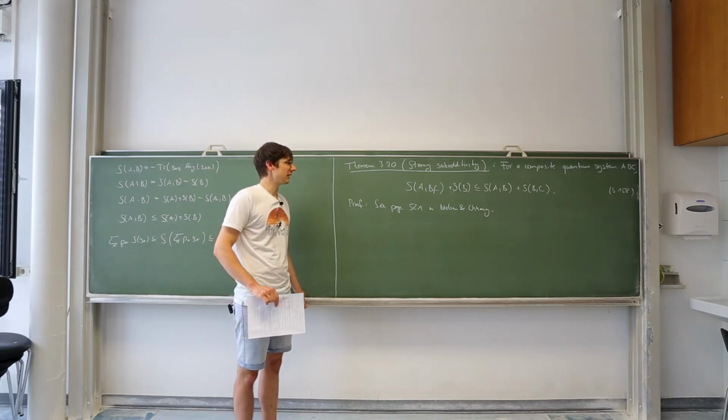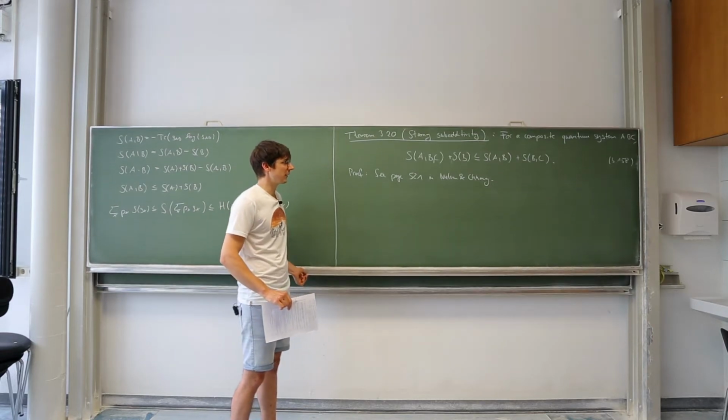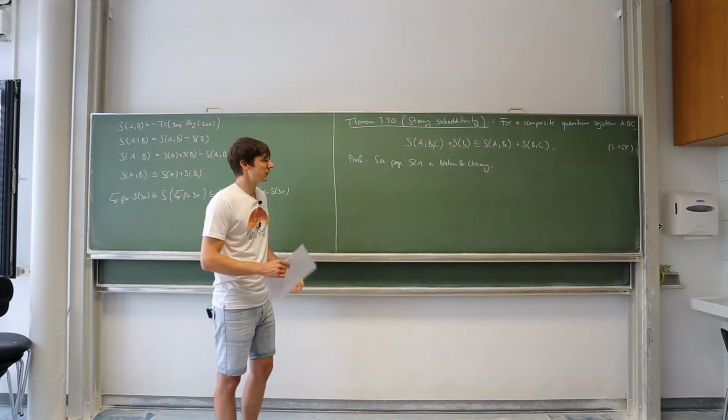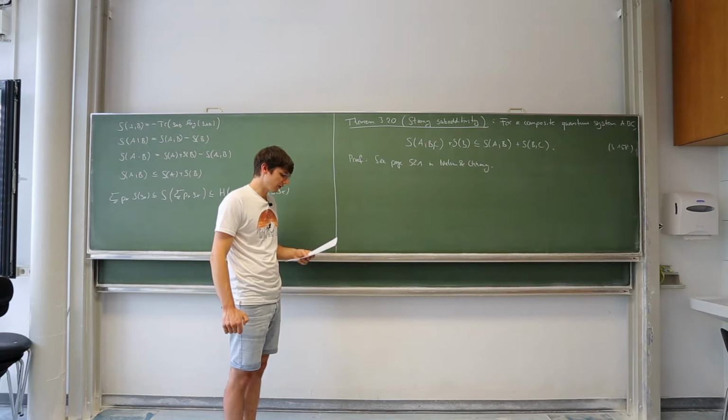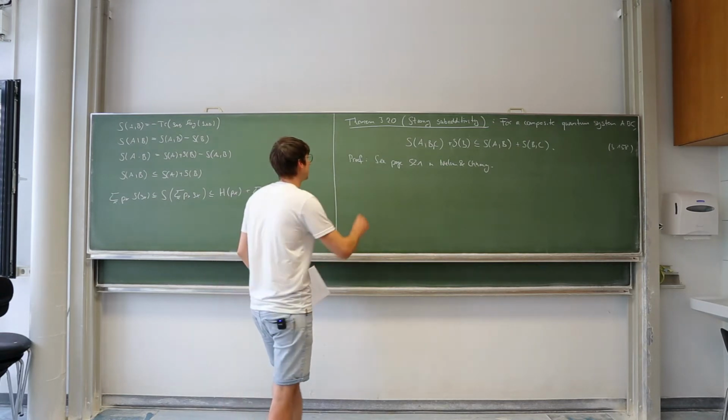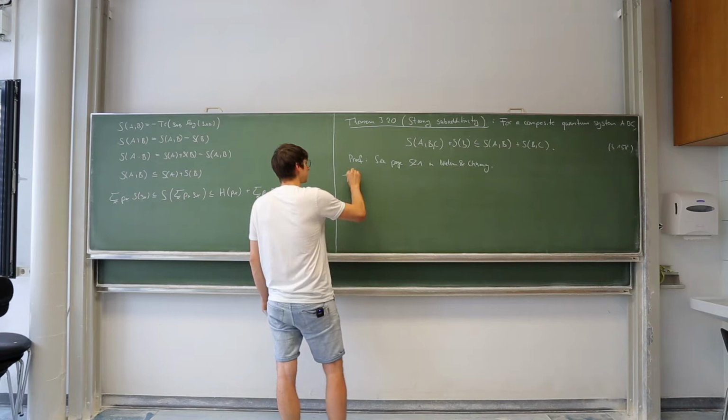So as I said, this strong subadditivity is important because it directly leads to other important properties, and one of them is the next theorem, which is called conditioning reduces the entropy. Okay, it's theorem 3.21.